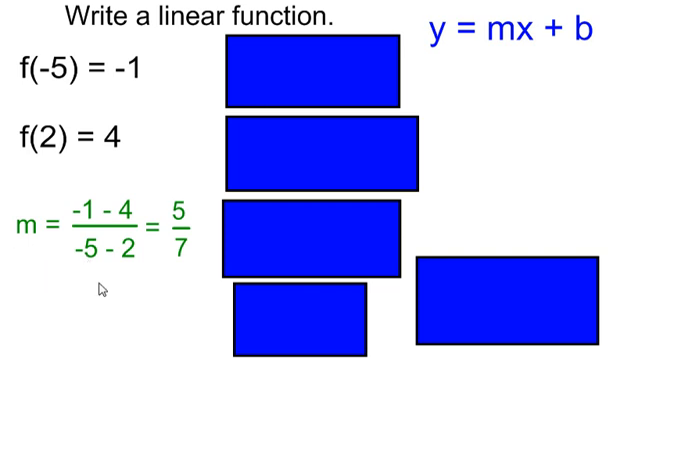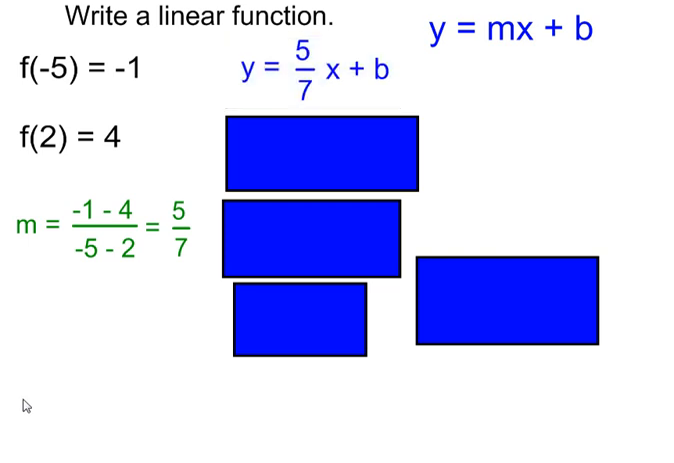So how do we find the y-intercept? Here's what I'm going to do. First thing I'm going to do is plug in 5 over 7 for m. So I have the equation y equals 5 over 7x plus b. Now, I need to figure out what b is. I need a value that's x and y that is a part of the linear equation. I have two choices. I have negative 5 and negative 1 for x and y, or I can have 2 and 4. Choice is yours on which one you want to use.